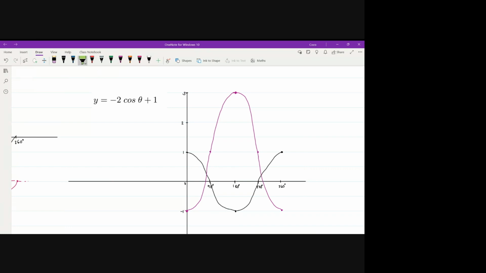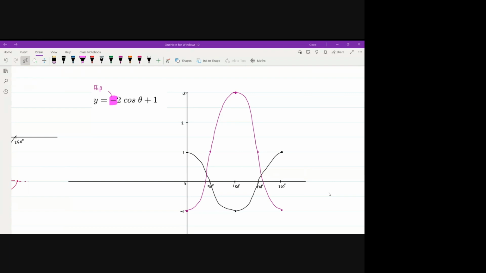Okay, let's talk about what has happened to our graph over here. We know that this negative flipped our graph upside down. Is everybody with me there? This is a flip. Give me a thumbs up if you understand what I'm writing. Good. So that's flipped our graph. What has the 2 done to our graph? Made it bigger. Correct.